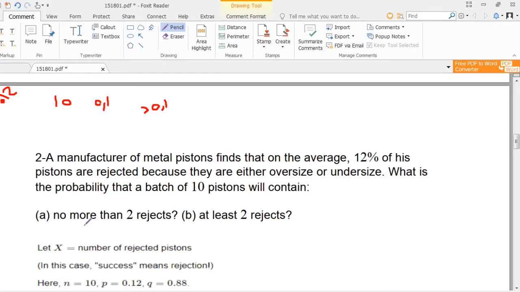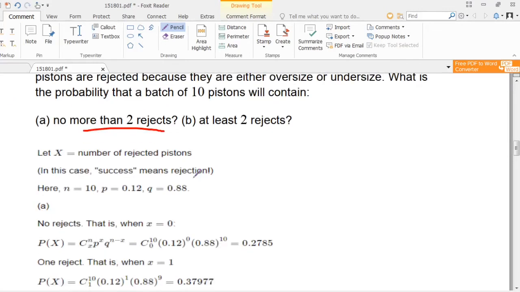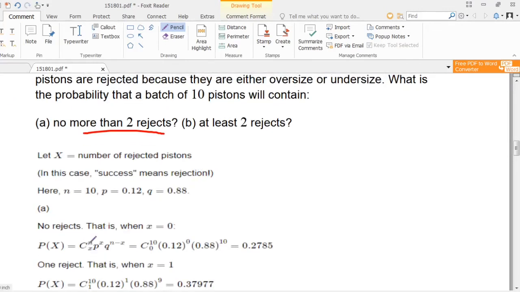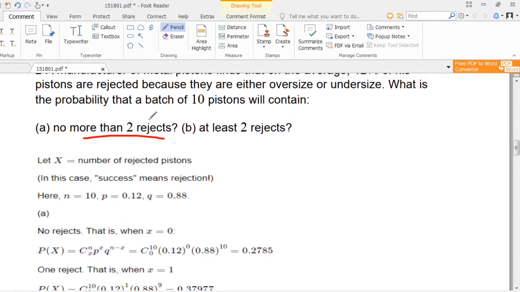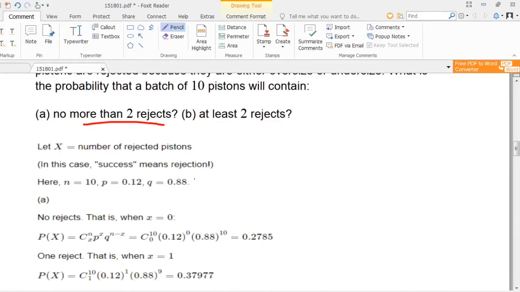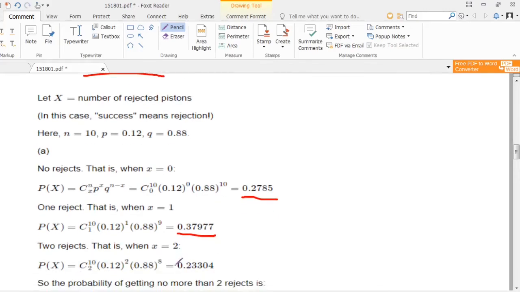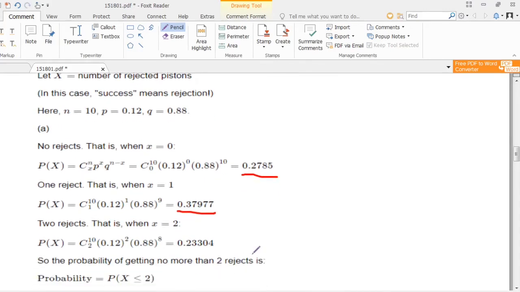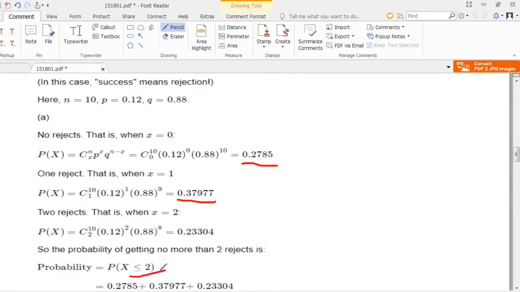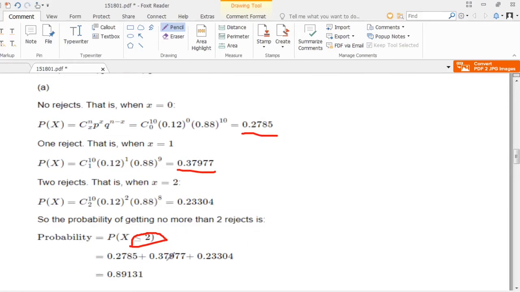For the first one, no more than 2 rejects, you have n for the number of trials, and x is the number you will get. So x means the probability of 0 rejects, and the probability of 1 reject. When you get both probabilities, you sum them up and you get the result. We also have equal to 2, so we add that, and add those and get the result.